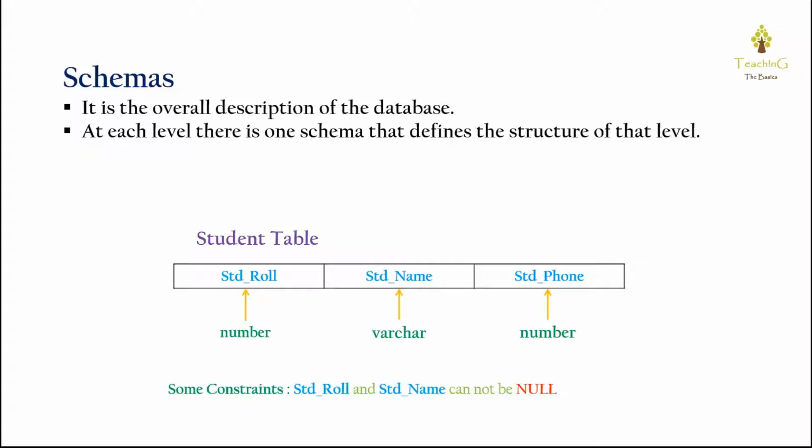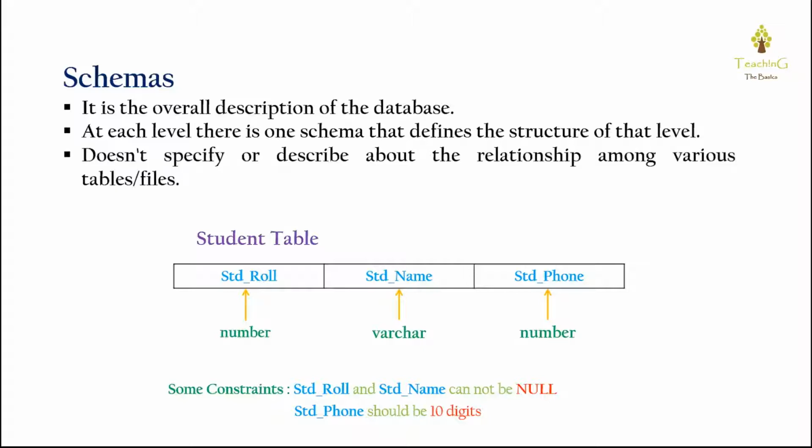Okay, and we can also put a constraint that the student phone number should be 10 digits. Okay, and so this is pretty much what you need to know about schema. And there is another point, that a schema doesn't specify or describe the relationship among various tables and files.